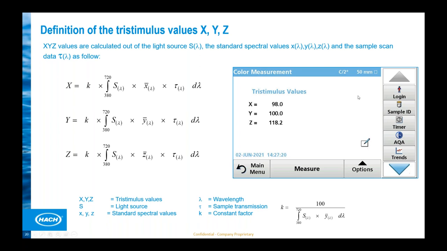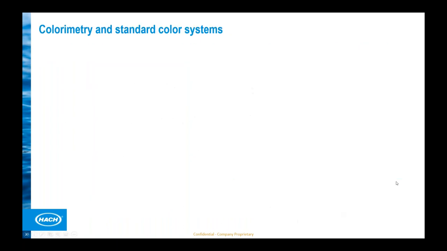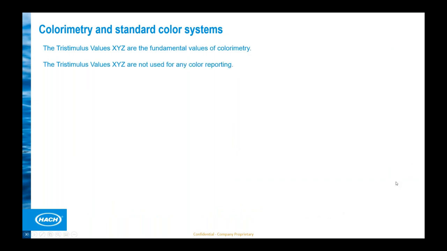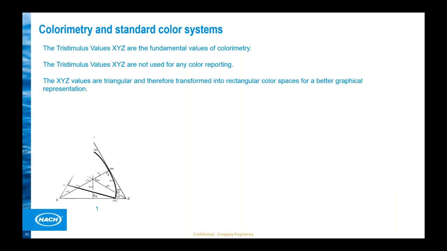And you see also some more information here. Again, the standard light source and observer, the used path length, a 50 millimeter sample cell in this case, date and time, and some other things. So from this X, Y, Z, we transform that into rectangular systems. You have seen here this triangular system, X, Y, and Z.